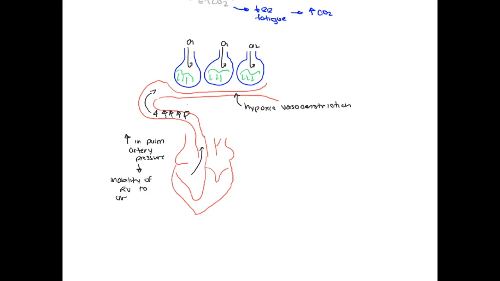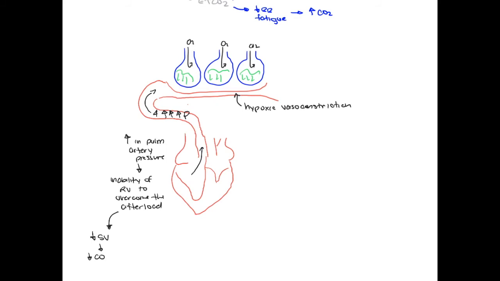And this is going to put significant strain on the right ventricle. So one of the problems is we can start to see a decrease in stroke volume and a decrease in cardiac output from this right ventricle. Another problem is that it's going to increase right ventricular workload.